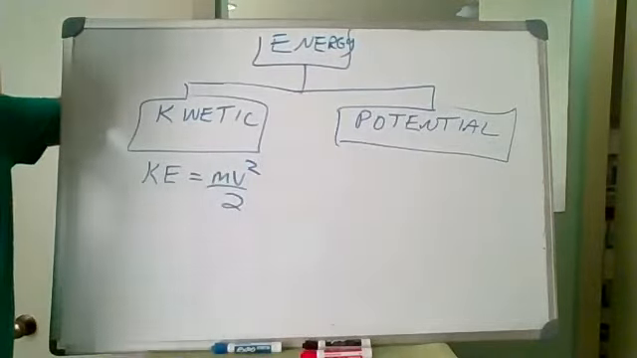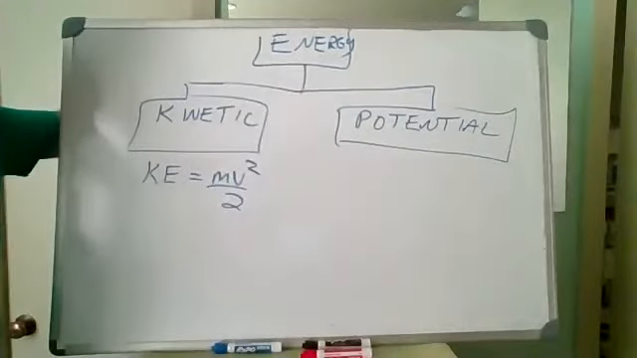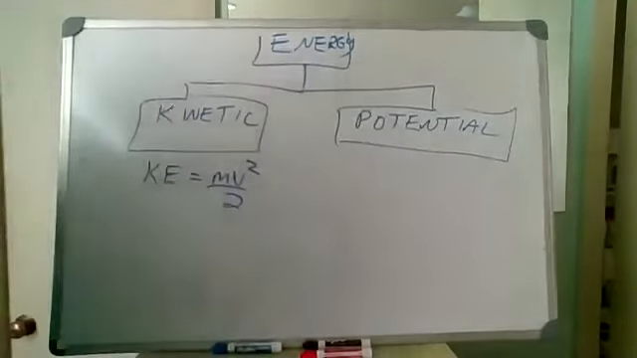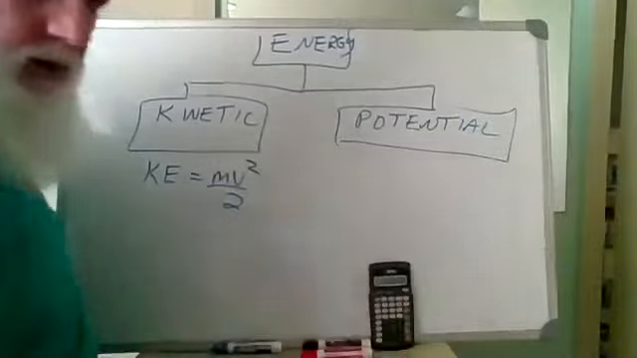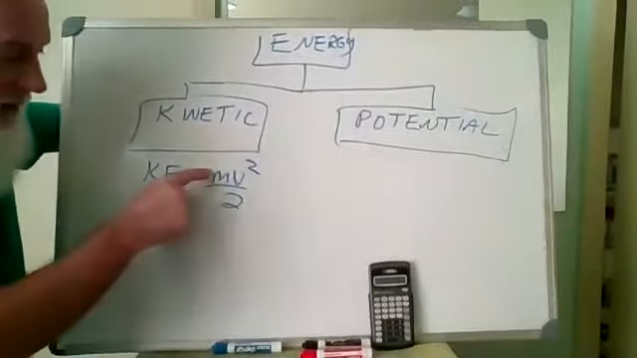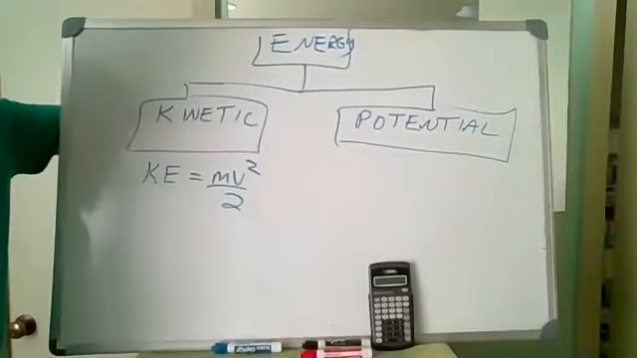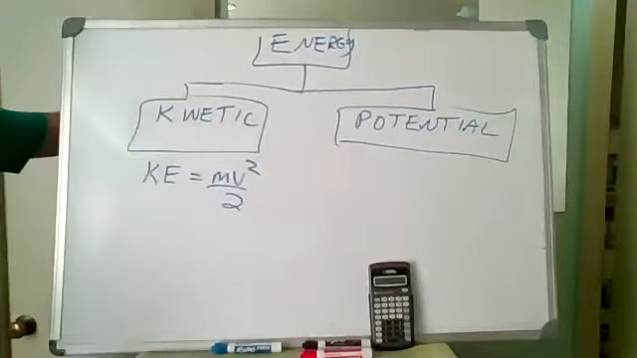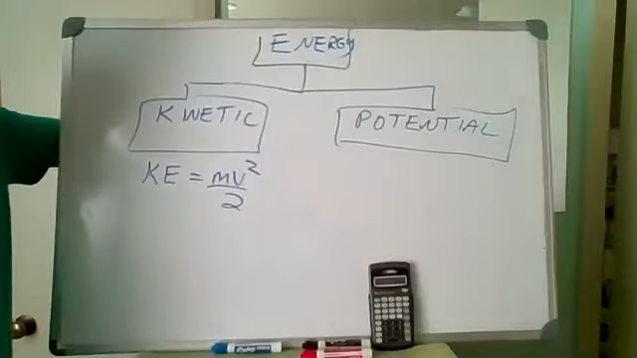Okay? So an object at rest, such as my calculator here, I put it there. That calculator right now has 0 kinetic energy. It has mass, but its velocity is 0. So it has 0 kinetic energy. It's not moving. That's a pretty easy one to understand.